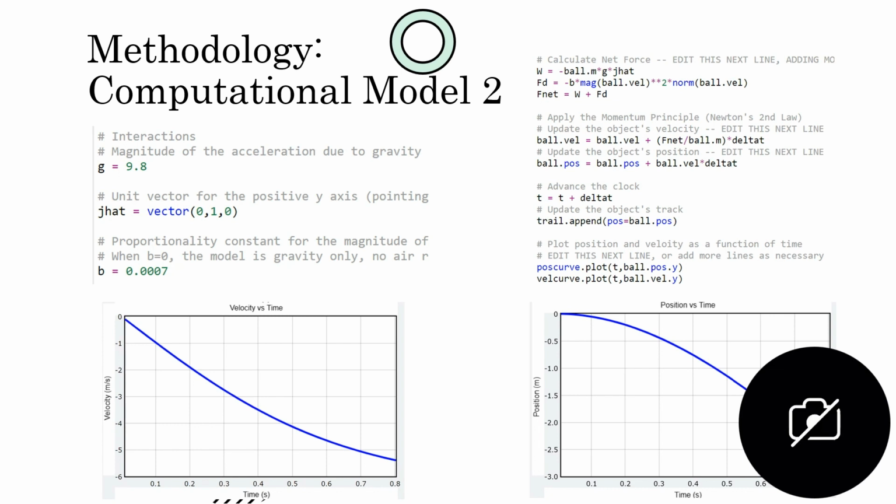The drag force equation was given by the magnitude of the velocity squared multiplied by the direction vector j hat. With this equation, the net force was then updated to equal the drag force plus the weight force, resulting in a model that much more closely resembled the observational model.